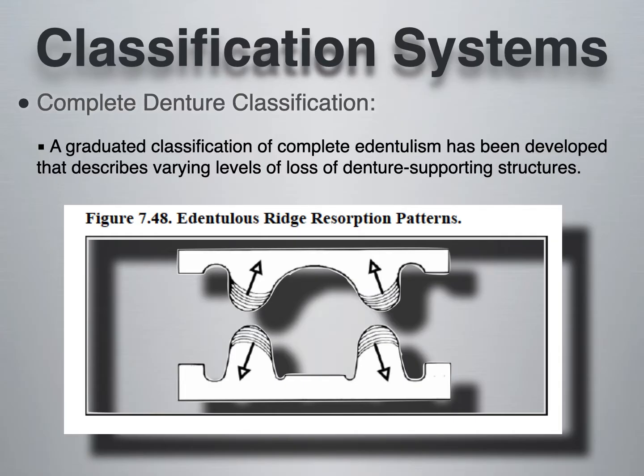So as we move forward, just keep in mind that there is a graduated classification of complete edentulism that has developed that describes varying levels of loss of denture support structures. So that is considered to be a different type of classification system. We're not going to cover it currently, but there is a classification system that labels the type of resorption patterns that have occurred. For now, we're just going to talk about the angles classification system and also talk about these resorption patterns and what occurs because of them.